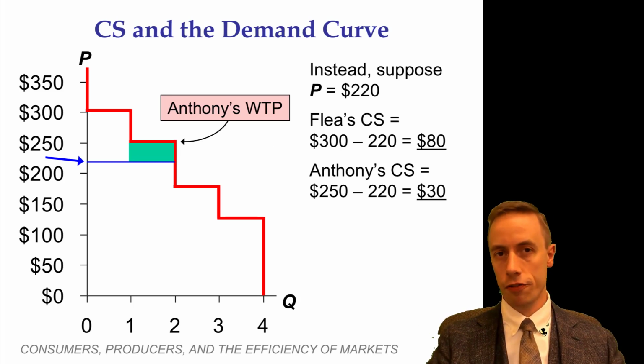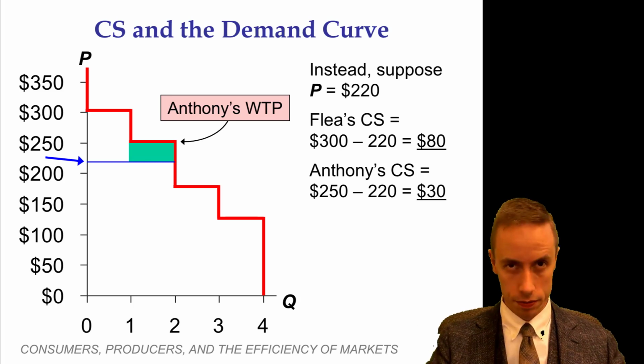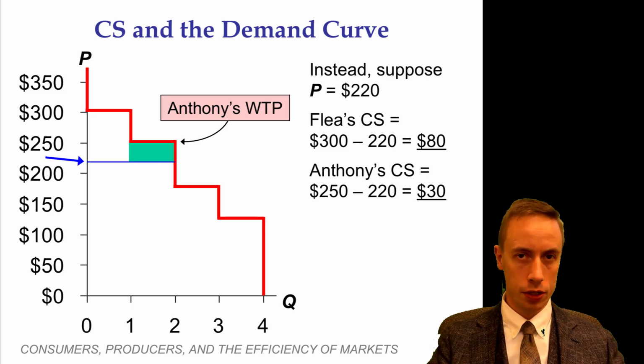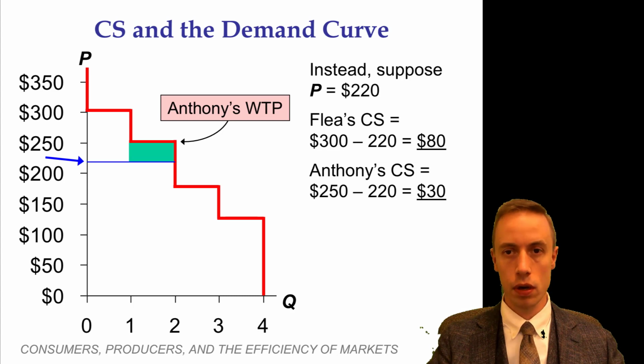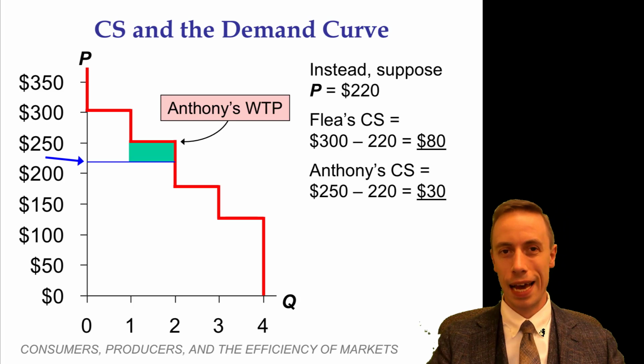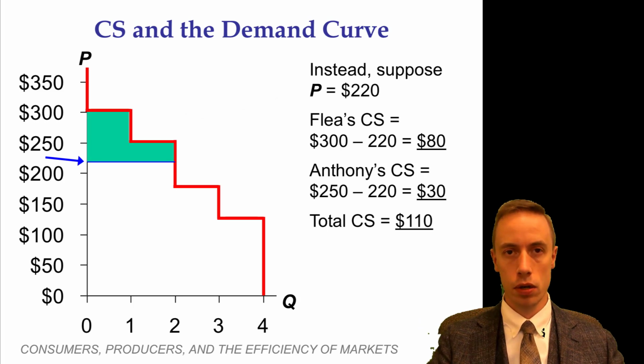Even though Anthony and Flea are buying the same item for the same price, we don't say that they have benefited the same. Flea is benefiting more than Anthony because he values the item more. Consumer surplus can be different for different consumers, even if they're buying the same thing at the same price. Now let's add their consumer surpluses together to get total consumer surplus: $110, or the area highlighted in green.